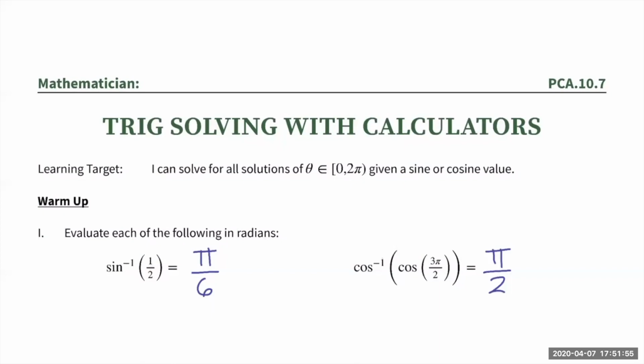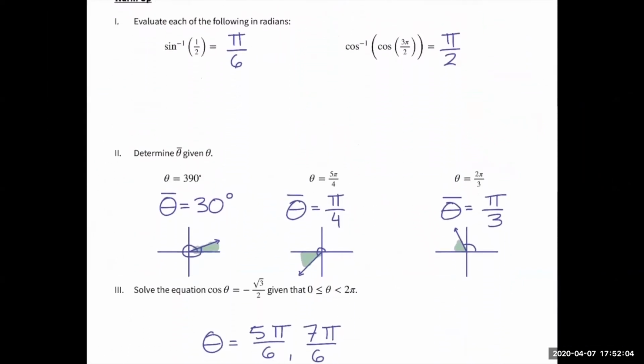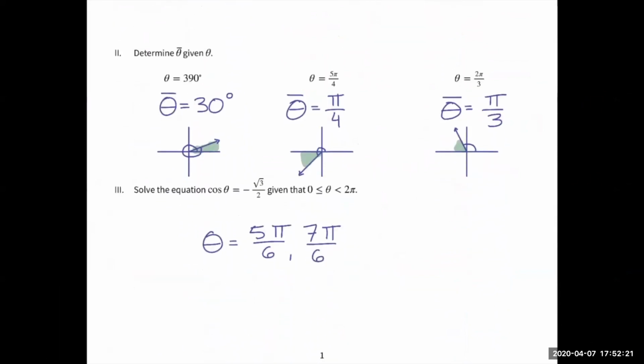All right, and we're back with some answers. So it's time to check your work here. For number one, we've got pi over 6 and pi over 2. Number three, remember that the reference angle is the acute angle that is measured between the terminal ray of an angle and the x-axis. All right, so we've got 30 degrees, pi over 4, and pi over 3 going across the page. And then remember that we've got two solutions here for those equations. So cosine of theta equal to negative root 3 over 2 has two solutions in 5 pi over 6 and 7 pi over 6.